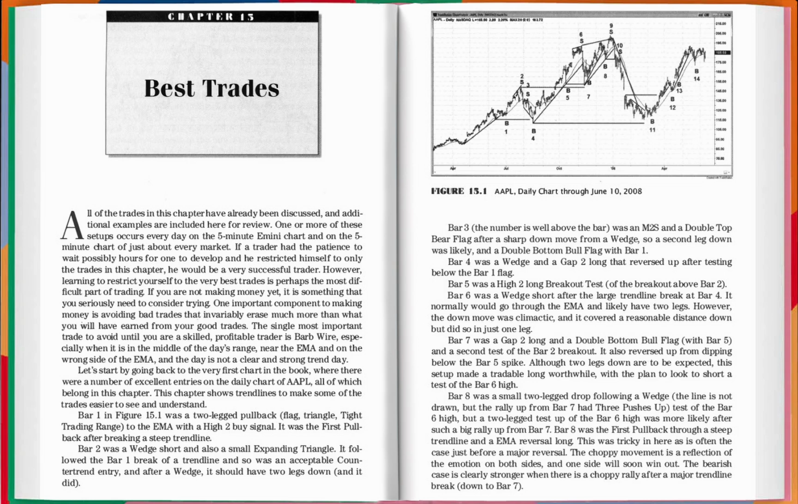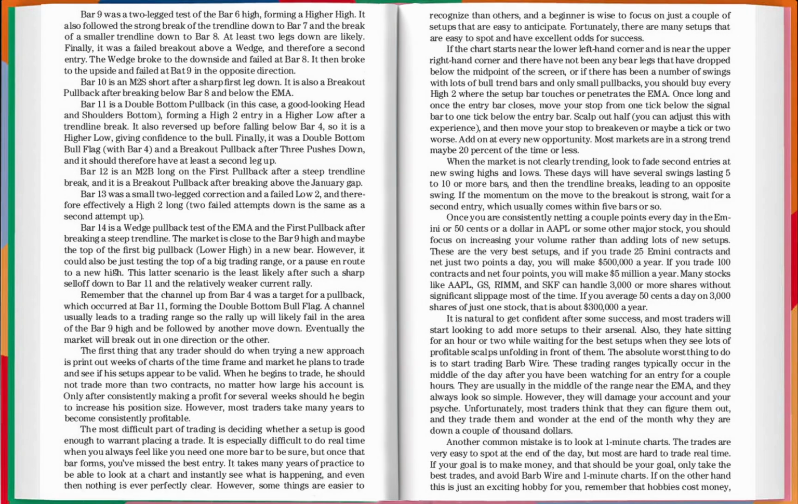Choppy movement is a reflection of the emotion on both sides, and one side will soon win out. The bearish case is clearly stronger when there is a choppy rally after a major trendline break down to bar 7. Bar 9 was a 2-legged test of the bar 6 high, forming a higher high. It also followed the strong break of the trendline down to bar 7 and the break of a smaller trendline down to bar 8. At least 2 legs down are likely.